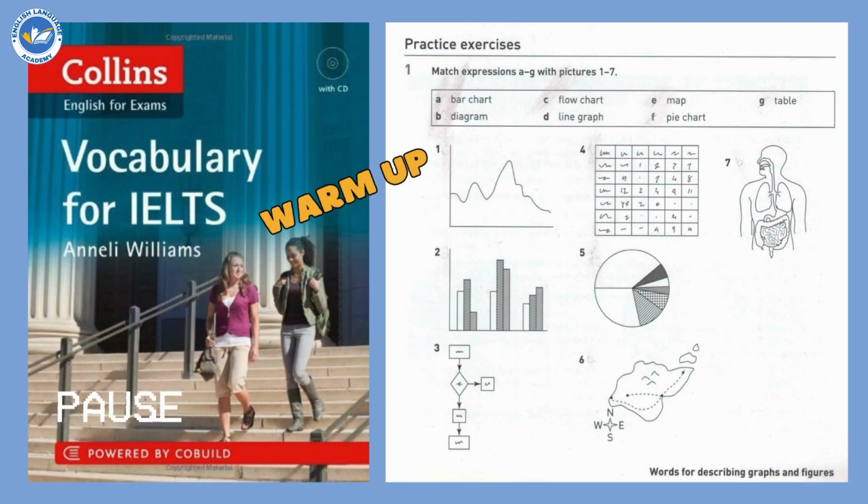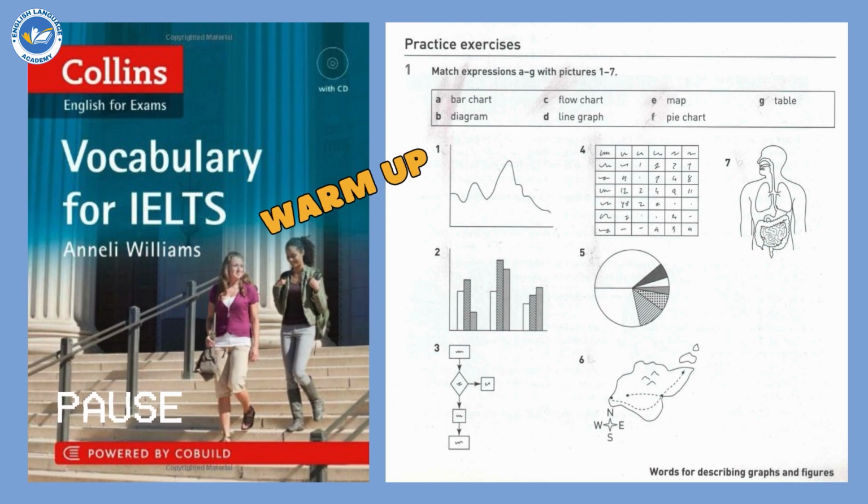So today we are going to be working from this book, Vocabulary for IELTS. It's a Collins book and I really recommend this book to my students because I think it's a fantastic book in terms of building IELTS specific vocabulary. So I wanted to do a warm-up exercise from the book. Match expressions A to G with pictures 1 to 7.